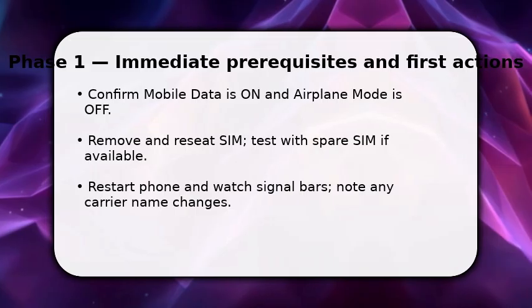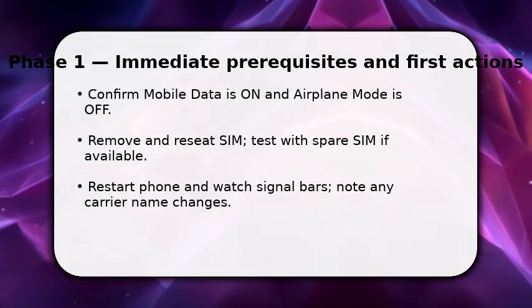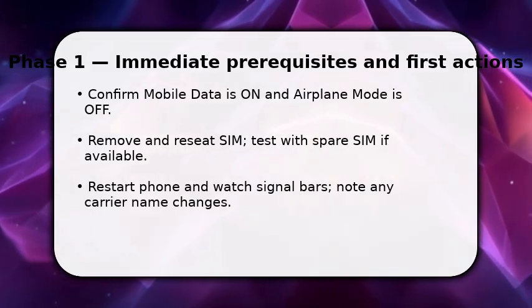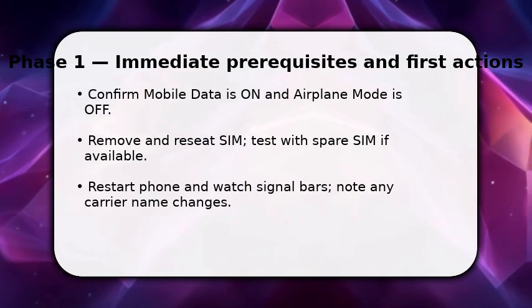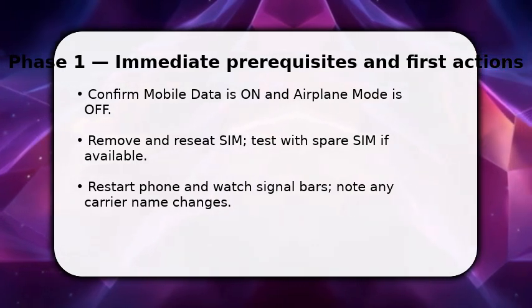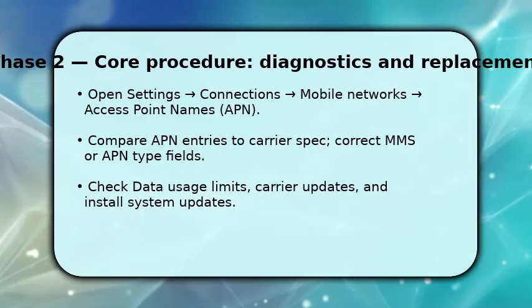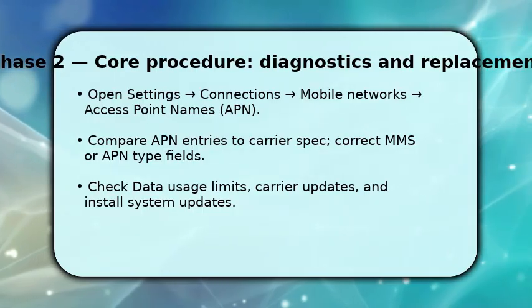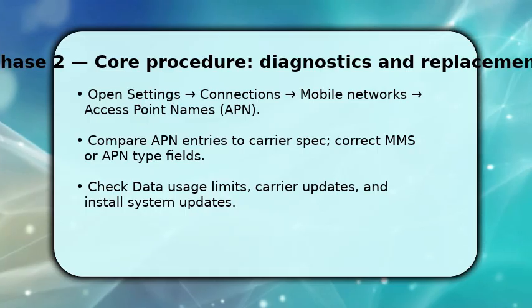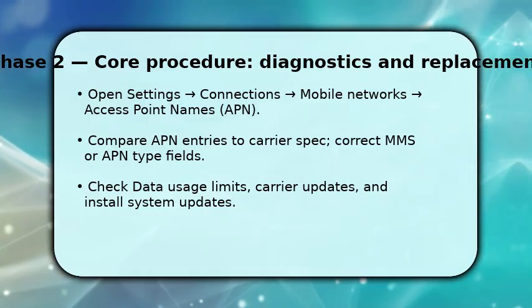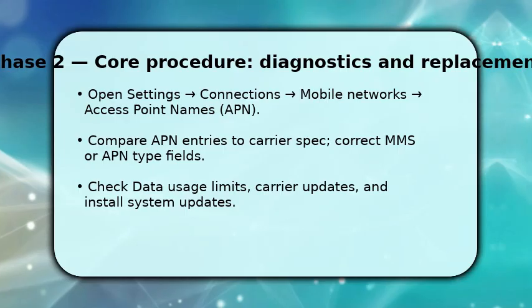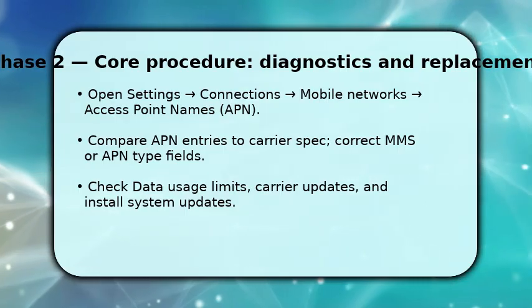Make sure you try a second SIM now if you have one, because that immediately tells you whether this is carrier or phone related. You now dive into APN and system settings. Open access point names and compare entries to your carrier's exact values. APN name, username, password, and APN type matter. If values differ, edit or add a correct APN and save, then reboot.